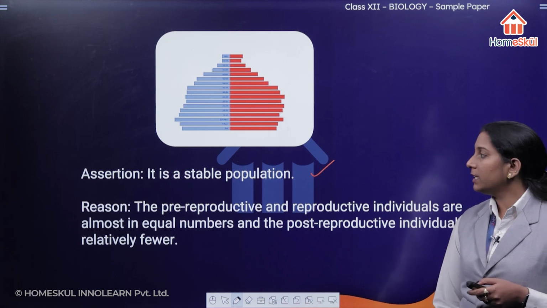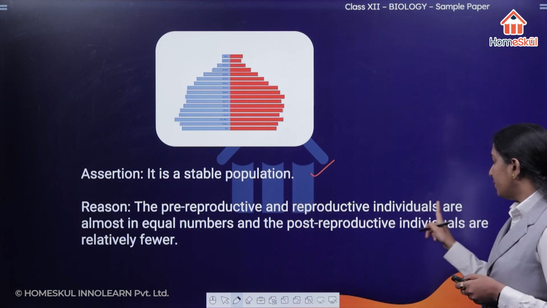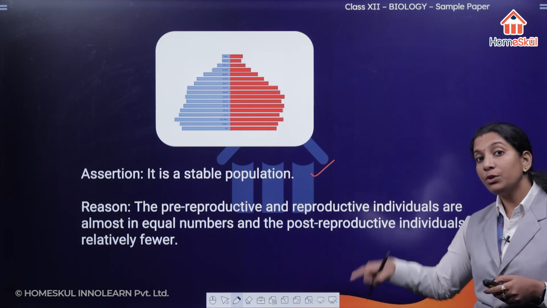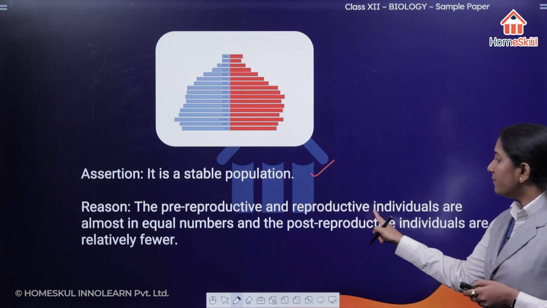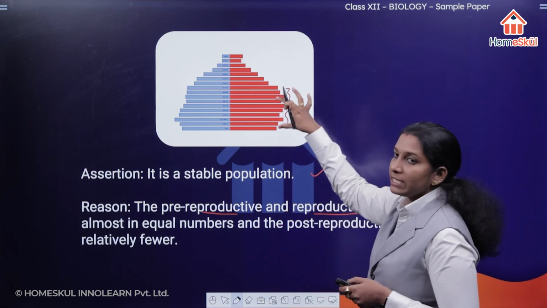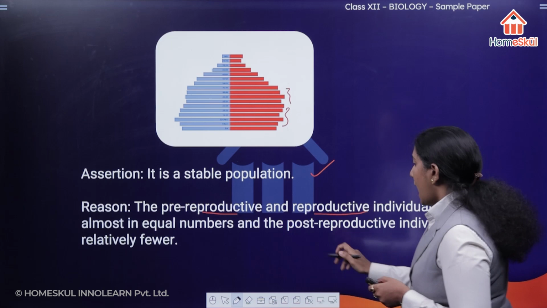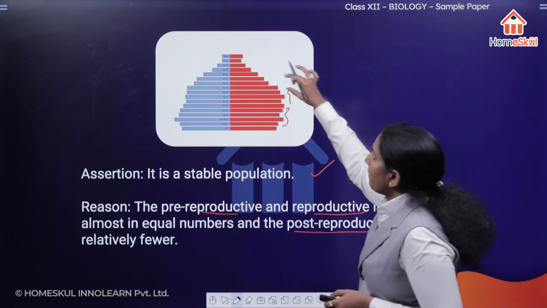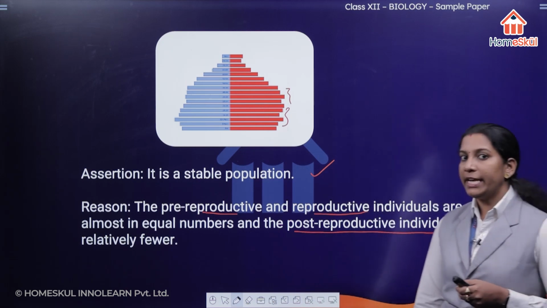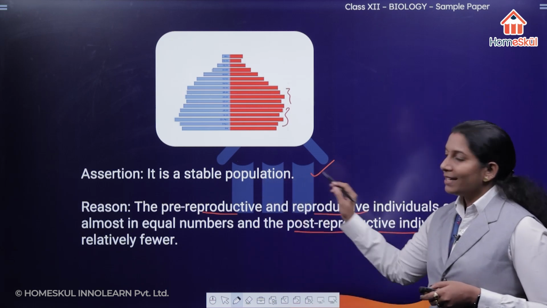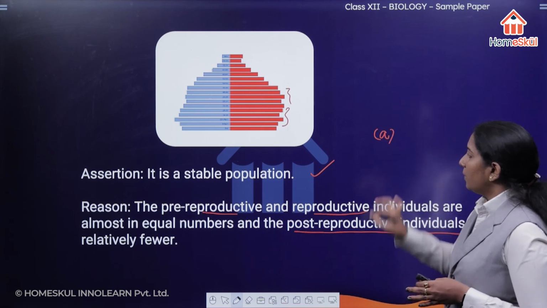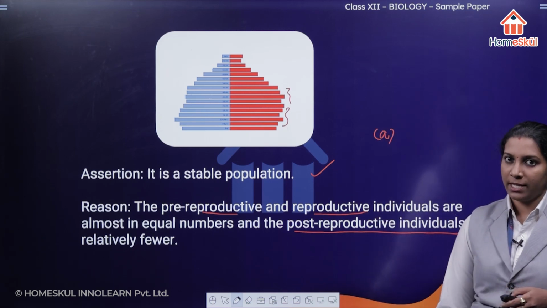And the reason: the pre-reproductive and reproductive individuals are almost in equal numbers, and the post-reproductive individuals are relatively fewer. So the pre-reproductive and reproductive individuals are similar in this age pyramid, and the post-reproductive individuals are comparatively fewer. That is why it represents a stable age pyramid. Assertion and reason are both true, and the reason is the correct explanation of the assertion. So you can choose A as the correct option for this assertion-reason type question.